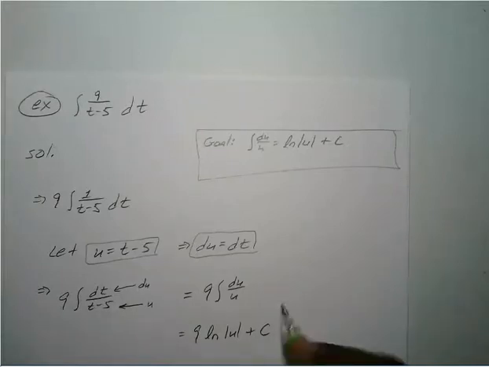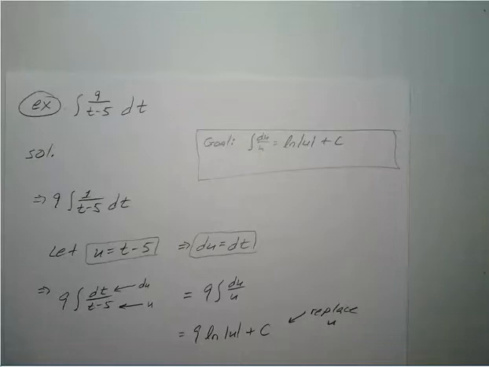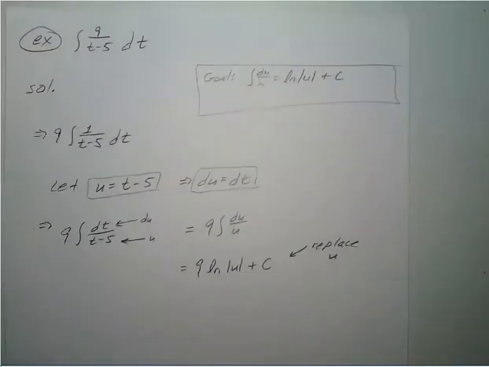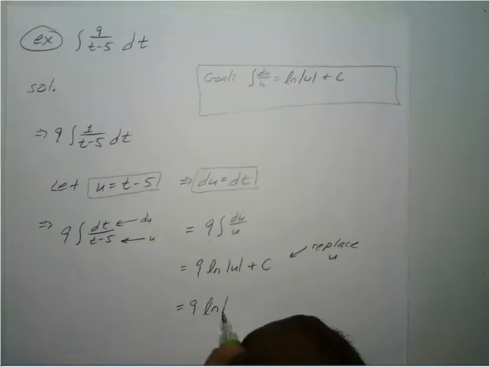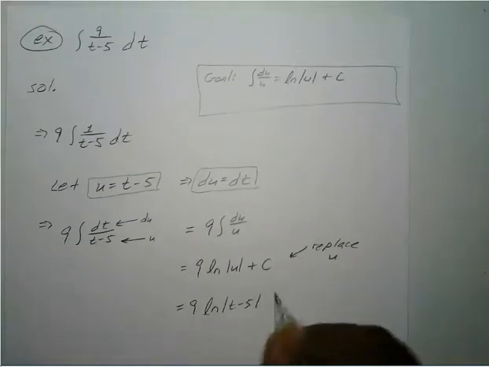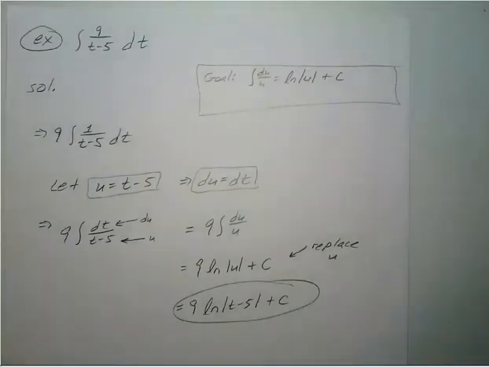All right, so last but not least, we replace our u. Once we do that, we end up with 9 times the natural log of the absolute value of t minus 5 plus c as our final answer.